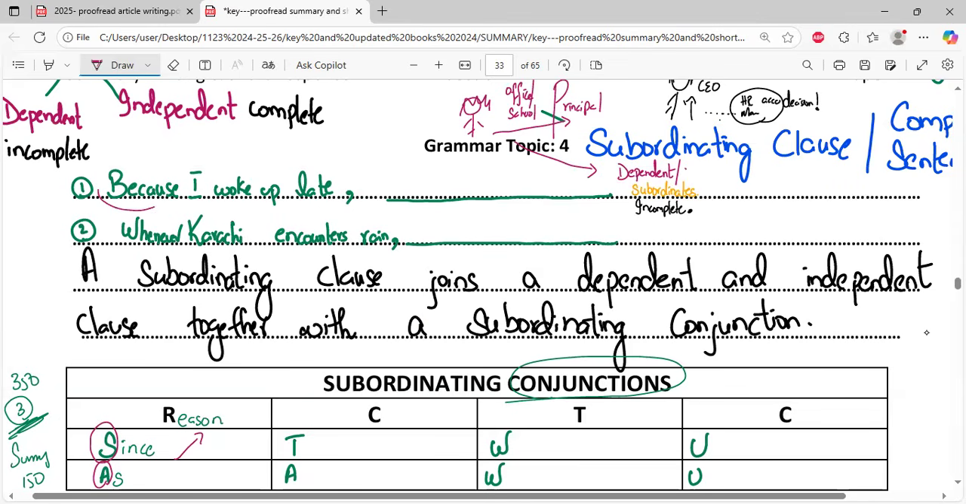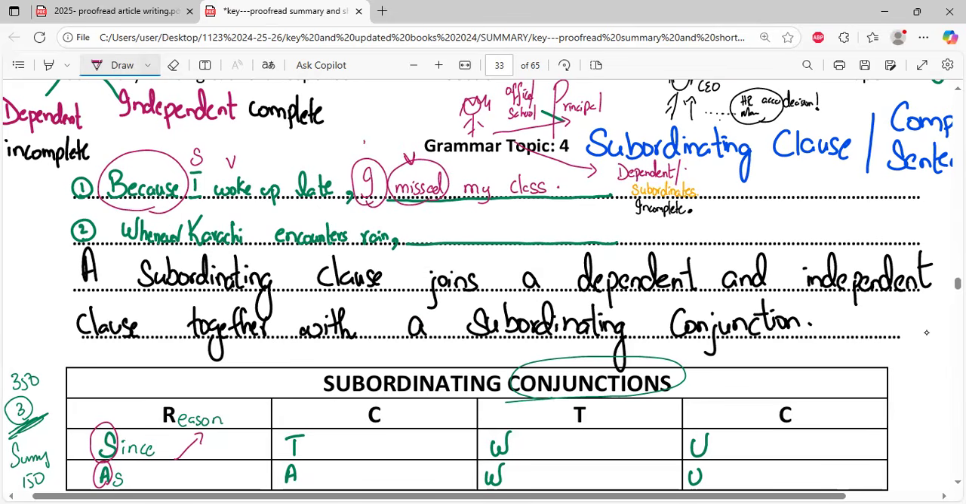So here because becomes a conjunction. I becomes a subject. Woke becomes a verb. So what will be the consequence if I woke up late? Maybe on some day I had my class, but I woke up late. So because I woke up late, I missed my class. Because I woke up late, I again subject and missed becomes the verb.